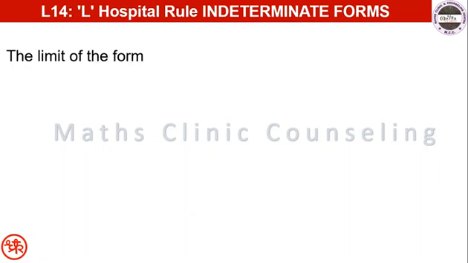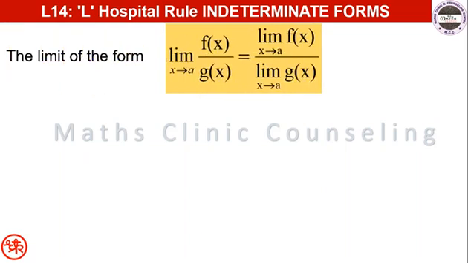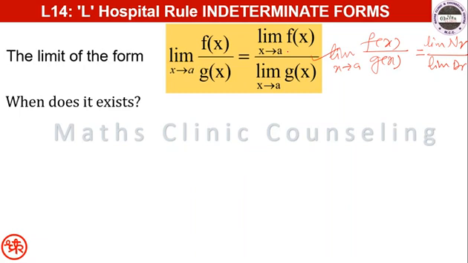So the limit of the form, look here: limit of f of x upon g of x as x tends to a. And you have studied in 11th, 12th standard that limit of numerator upon denominator is equal to limit of numerator upon limit of denominator. So we can write the limit of the fraction in this form, the fraction of the limits.